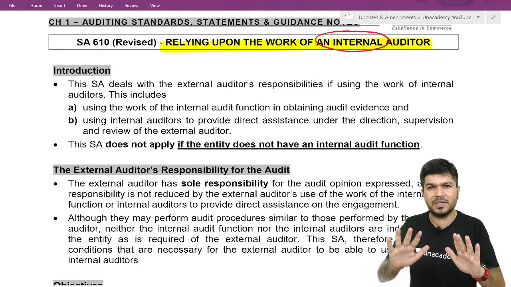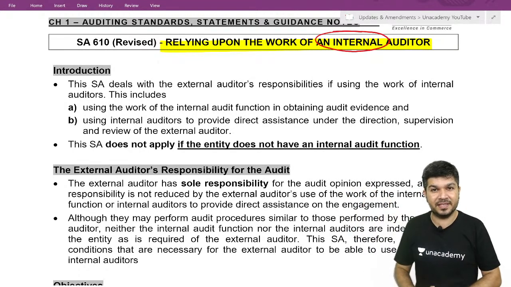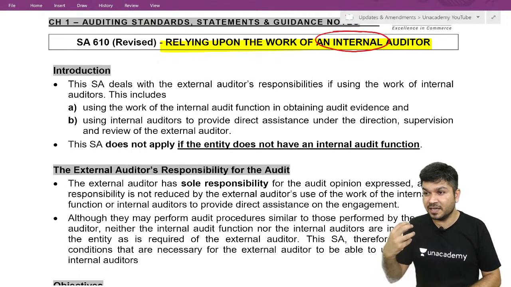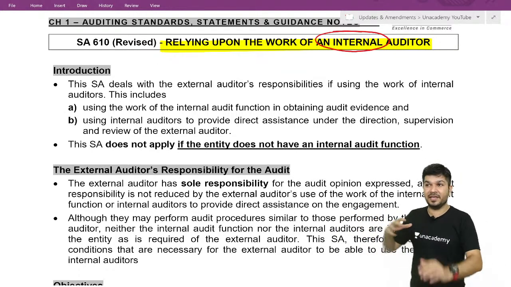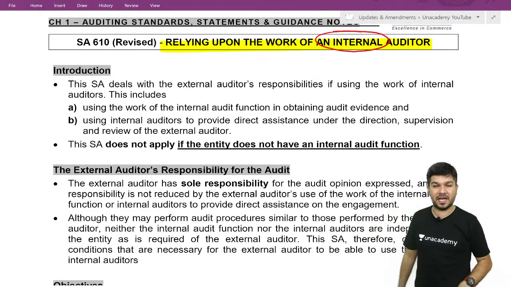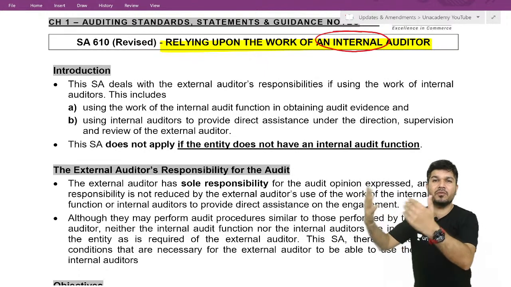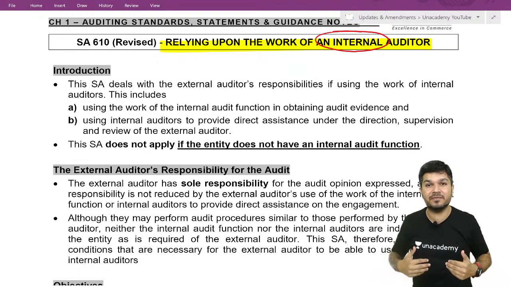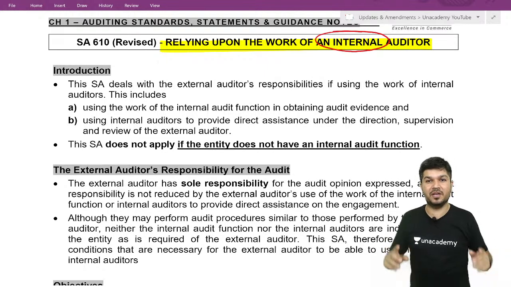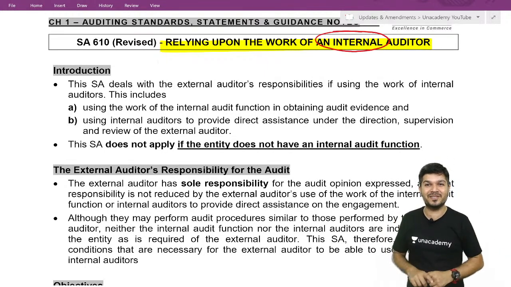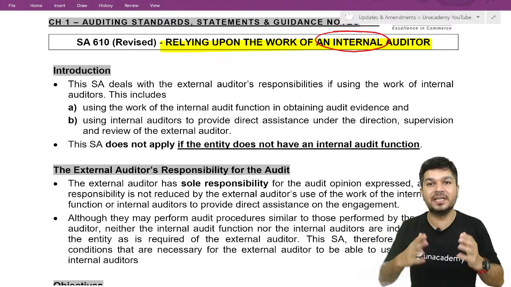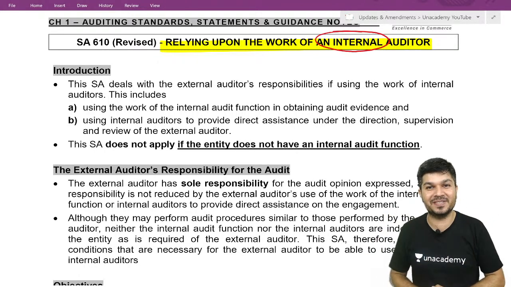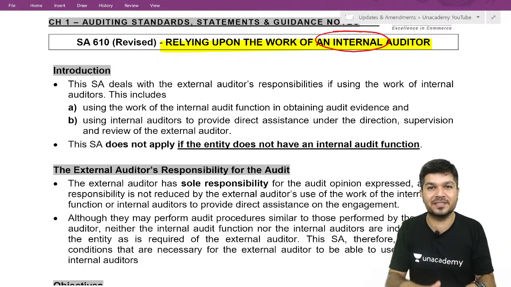Tell me areas where risk is very high. Areas where risk of material misstatement is high. Should I tell him to check on my behalf or should I check it myself? There you should check it yourself. So can I use internal auditor to provide direct assistance to me, check 11th area for me? Yes, you can do it. It's allowed. Sir, which areas I can do? That all will be covered in this standard.